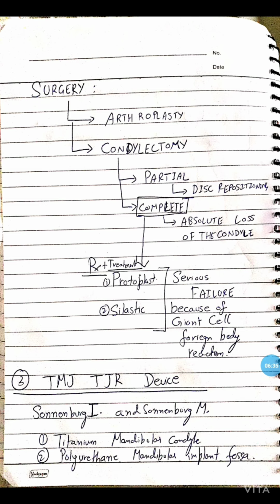Then came out the TMJ TJR device, which has a titanium mandibular condyle and a polyurethane mandibular implant fossa. So what is a TMJ TJR device? A TMJ TJR device is a temporomandibular joint total joint replacement device. So this is something that completely replaces the whole joint.